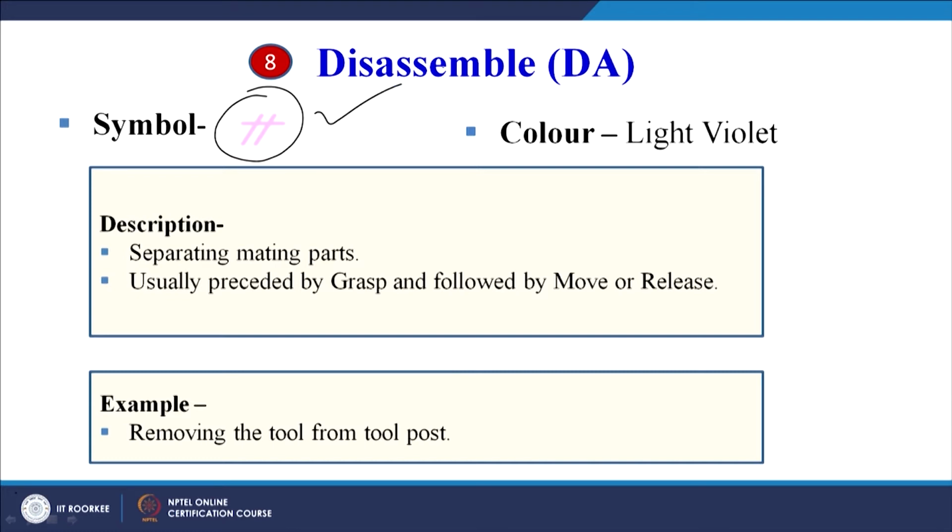What do we mean by disassemble? Separating the mating parts, usually preceded by grasp. When you have to disassemble, first I have to grasp the object, then disassemble it, and then move or release it to the particular point. For example, with the nut and bolt assembly, disassemble and release the mating parts in their respective bins or boxes. That is the micro motion of disassemble.